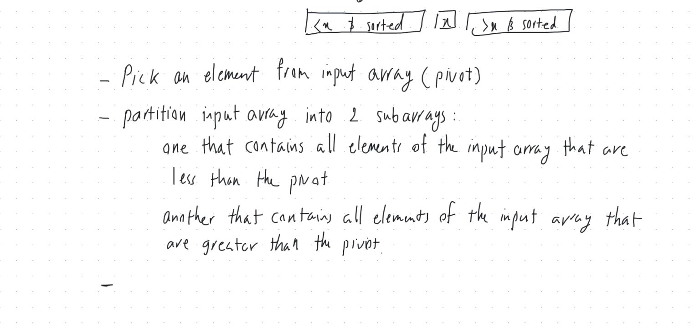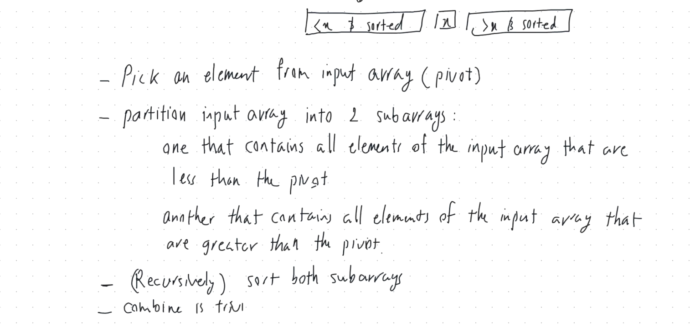Now, recursively sort both subarrays. So that's the conquer part. So divide, conquer, and then the combination part is trivial. So the combine step is trivial. Okay, then let me write here. So there you have it.